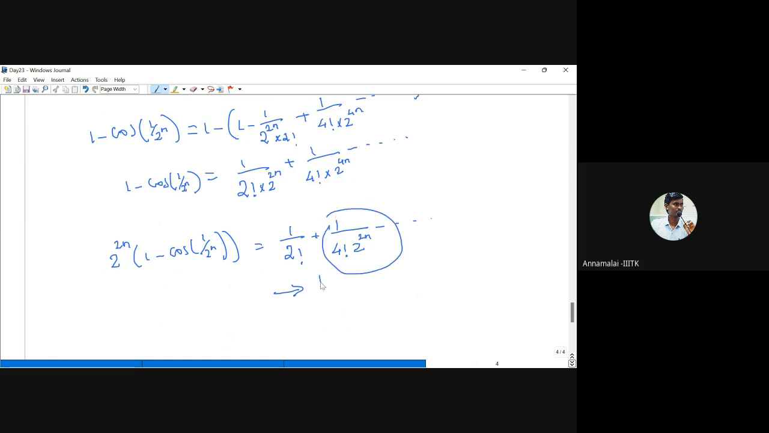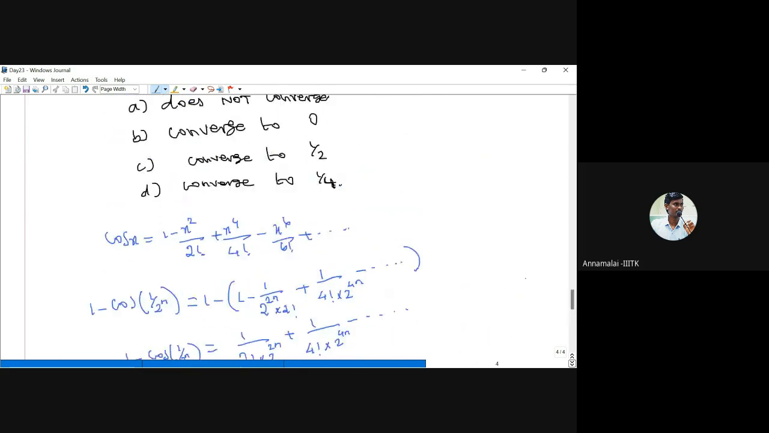Therefore, we get 1 by 2 factorial, which is nothing but just 1 by 2. Therefore, the sequence x_n converges to 1 by 2. Because all the other terms contain 1 by 2 power 2n, this converges to 0 as n goes to infinity. The only term with no n is the first term. Therefore, it converges to 1 by 2.